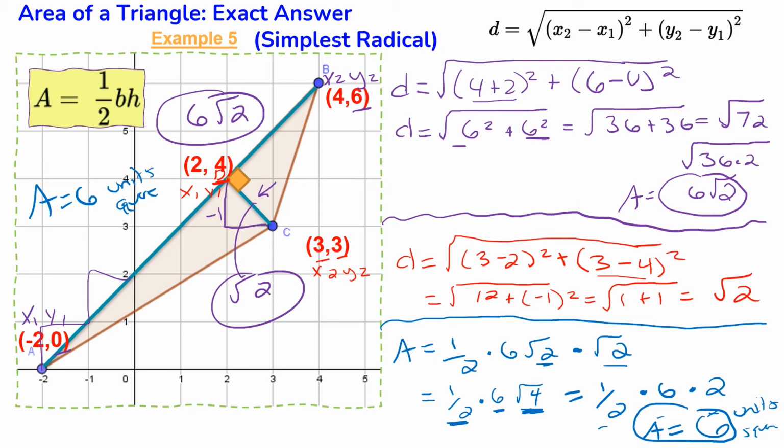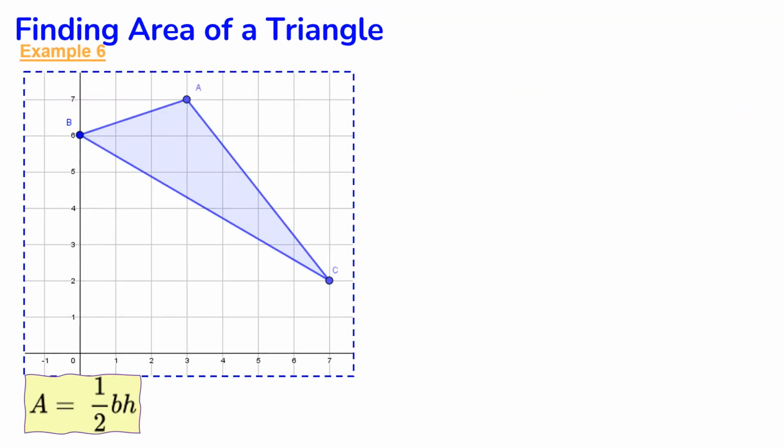All right, so you can actually use this with any triangle, the distance formula, just depending on what you're given. In this case I had to use it twice to find the area of this triangle here. All right, so we finally reached our last example of finding the area of triangles. We have another one on a coordinate grid.